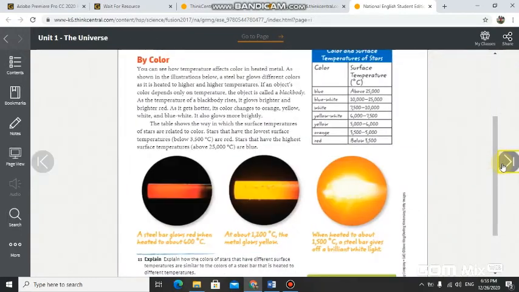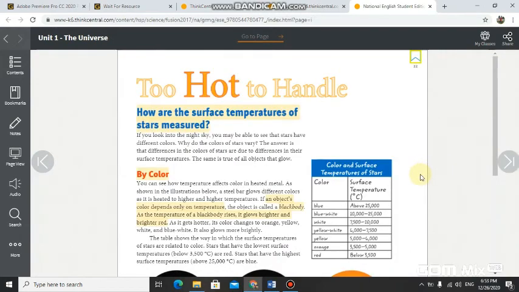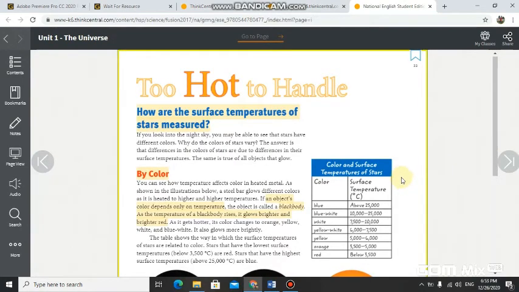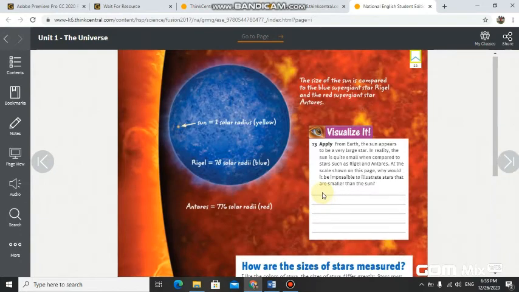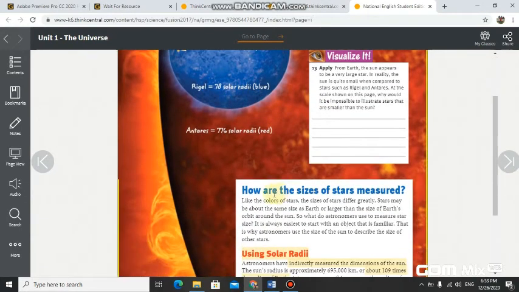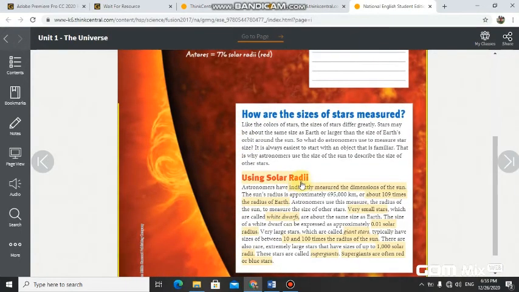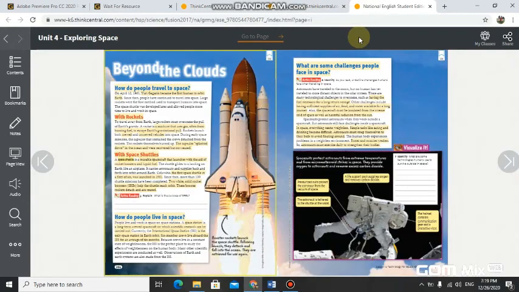Okay. How did they measure the temperature of a star? Using the colors. We said that the hottest star will be blue colored and the coolest star will be red colored. How did they measure the size of a star? Using the solar radii, which is the radius of the sun. They could predict the size of stars.